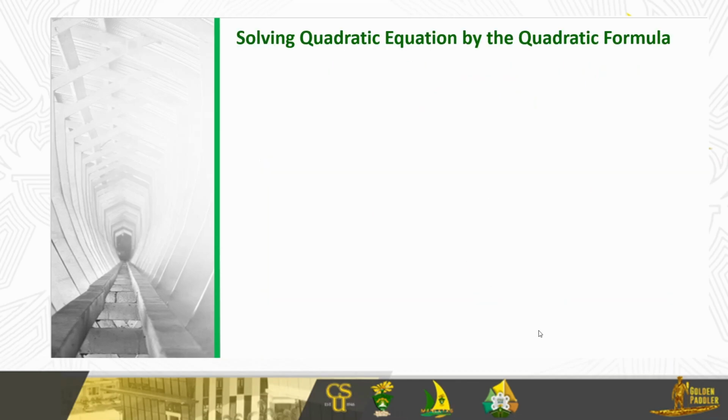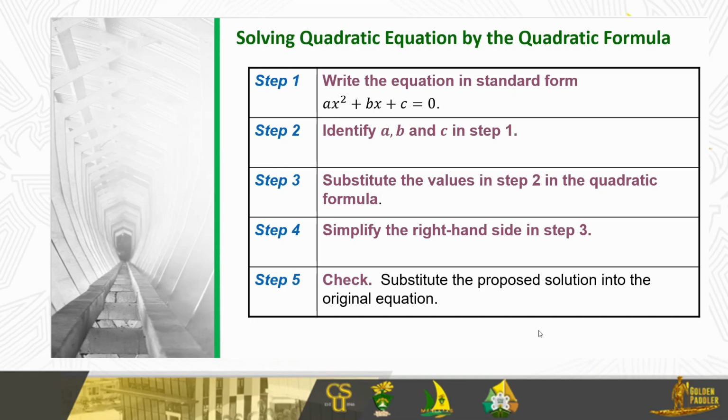Now, solving a quadratic equation by the quadratic formula consists of the following steps. First, write the equation in standard form. Step 2, identify the values of a, b, and c from step 1. Step 3, substitute the values from step 2 in the quadratic formula. Then, simplify the right-hand side in step 3. And most importantly, we check the values that we get.